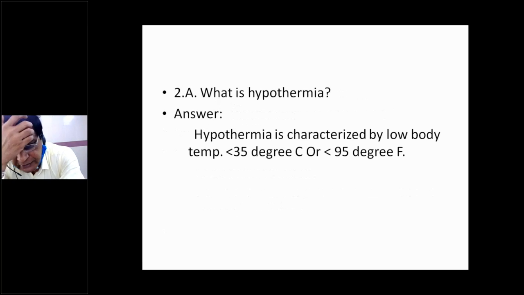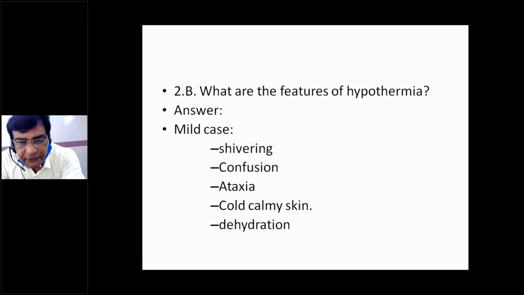What is hypothermia? Hypothermia is characterized by low body temperature, that is less than 35 degrees centigrade or 95 degrees Fahrenheit. What are the features of hypothermia? In mild cases, there will be cold skin, shivering, confusion, ataxia, dehydration.